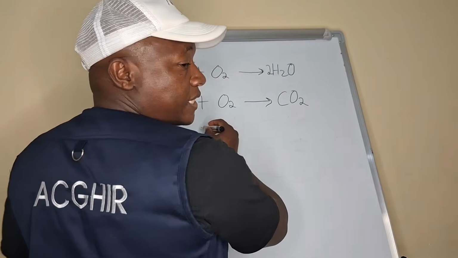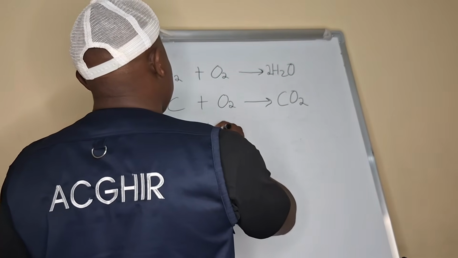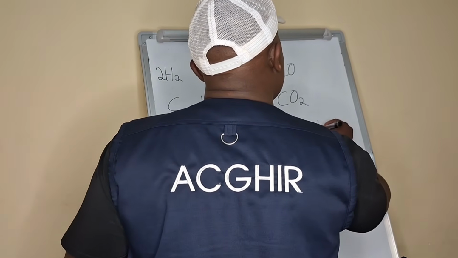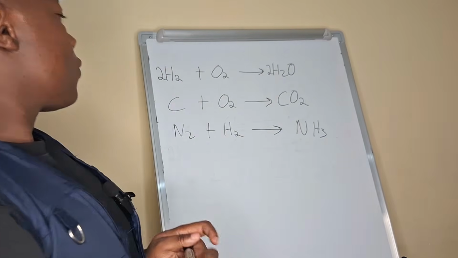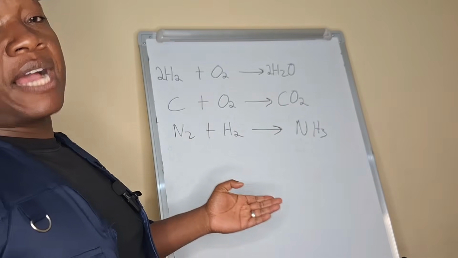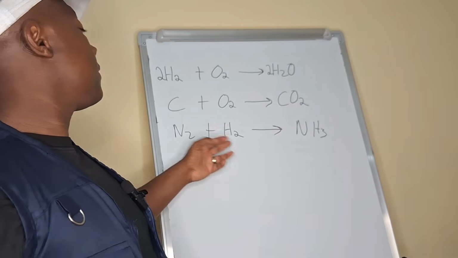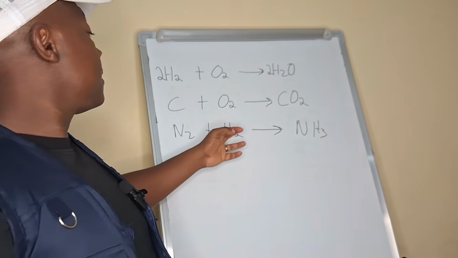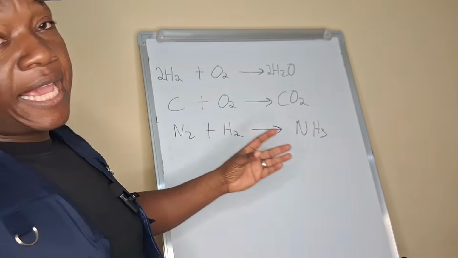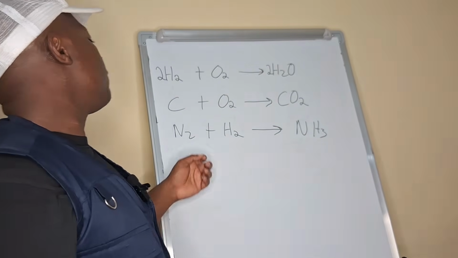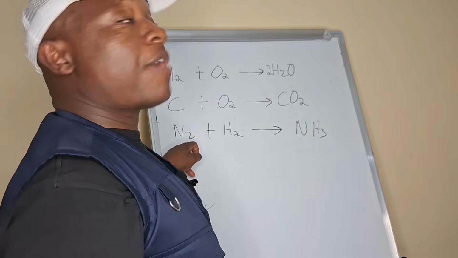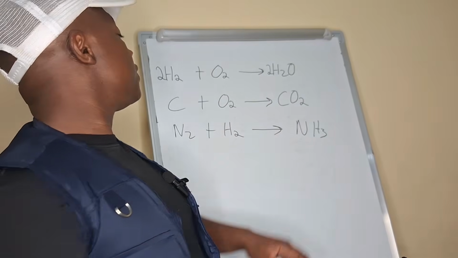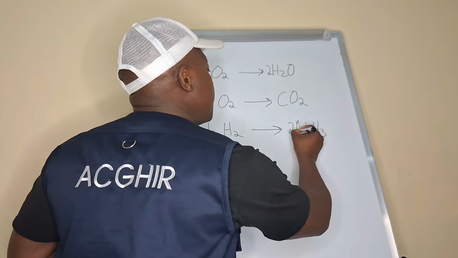Now let us look at nitrogen plus hydrogen to give us ammonia, NH3. We know that nitrogen is a gas. It exists as a diatomic molecule. Hydrogen is also a gas. It exists as a diatomic molecule. Di means two. So if we look now at the number of nitrogen atoms, we've got two here, but we've got only one here. So for us to balance the nitrogen atoms, it means we need to put a 2 here.